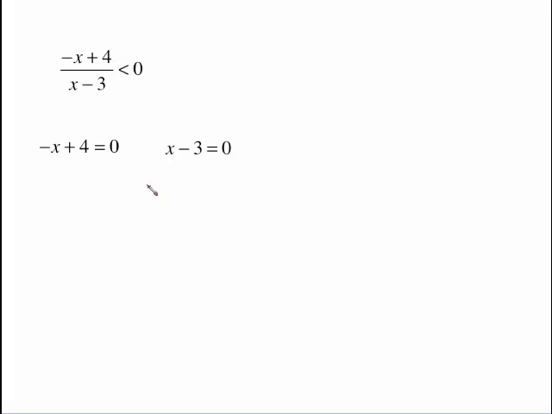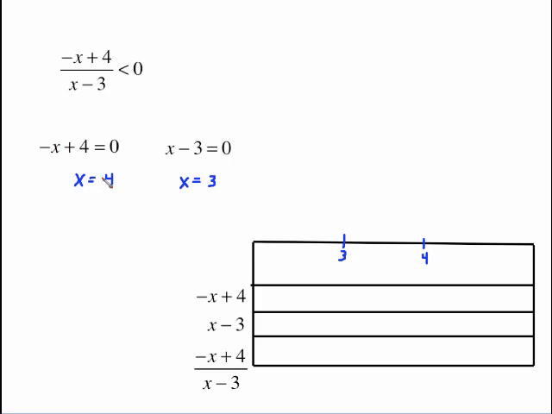We follow the rest of the steps from the other video. We set the numerator equal to 0, set the denominator equal to 0, and solve. This gives me x equals 4. This gives me x equals 3. Here's the two numbers on the number line. I just have to do my test points.